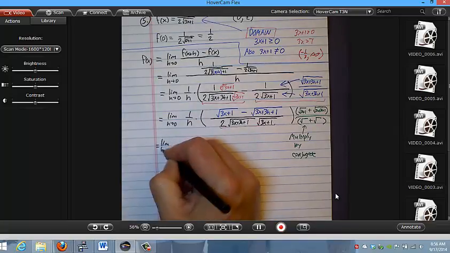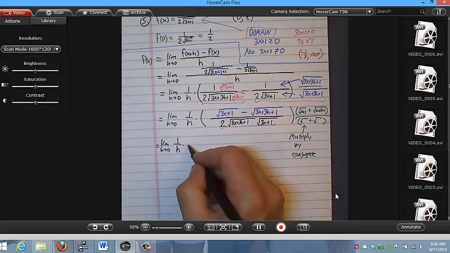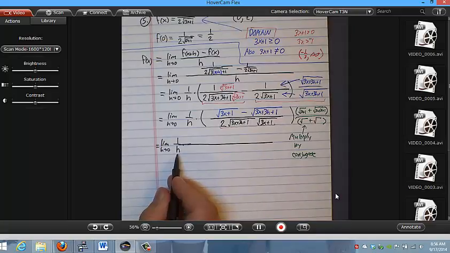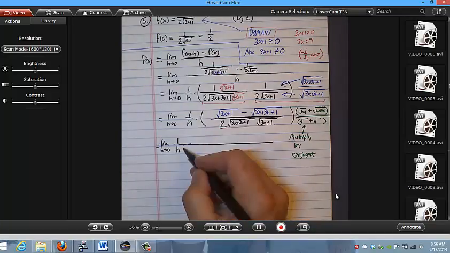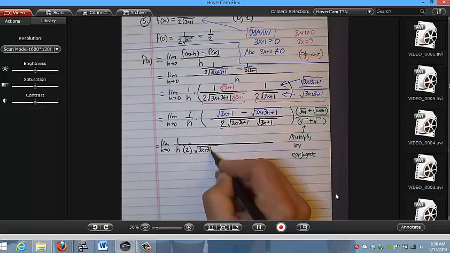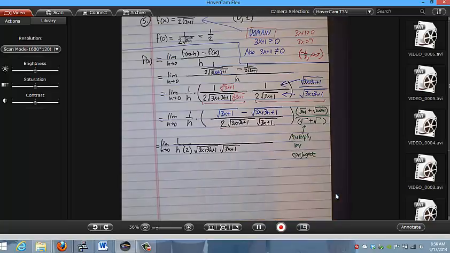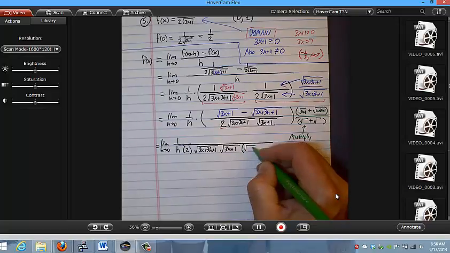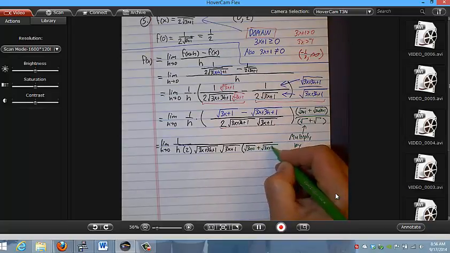Equals the limit as h approaches 0 of 1 over h times... and let's see what the denominator has now become. Actually, why don't I just put the h in the denominator? You multiply fractions straight across. So in the denominator, I now have an h times 2 times the square root of 3x plus 3h plus 1 times the square root of 3x plus 1 times that new green thing. I'll keep it green. That was the square root of 3x plus 1 plus the square root of 3x plus 3h plus 1.